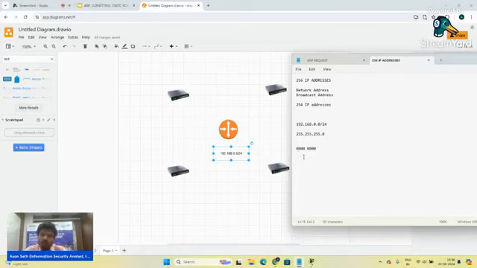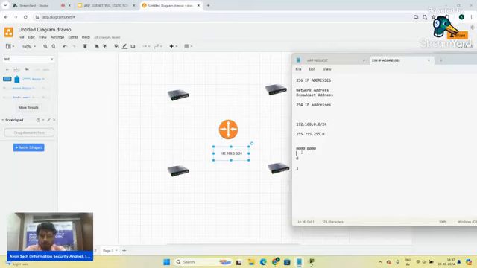If we borrow one bit from the host part, how many networks can we make? We can make two networks, because there are only two binary digits possible, 0 and 1. That's why we can make two networks here, 0 and 1, two networks, okay?